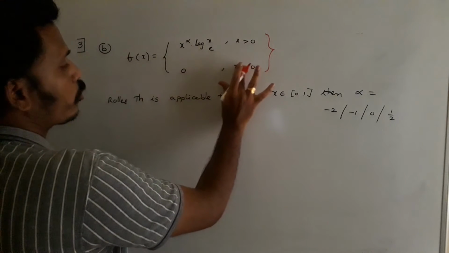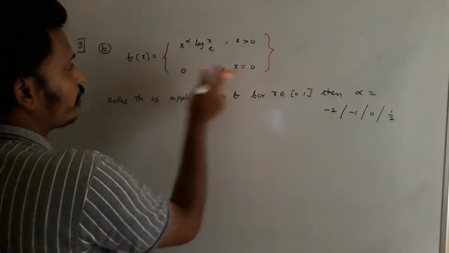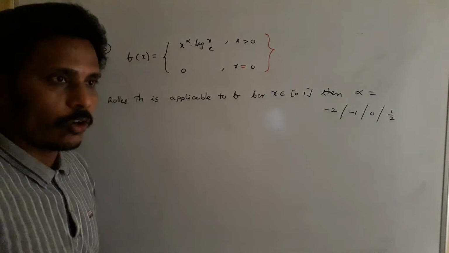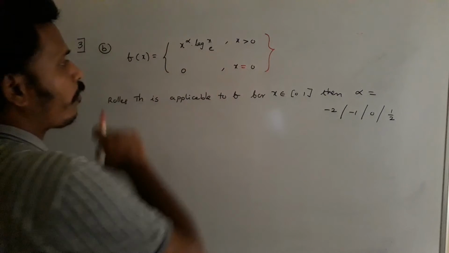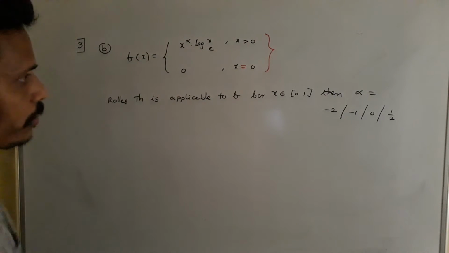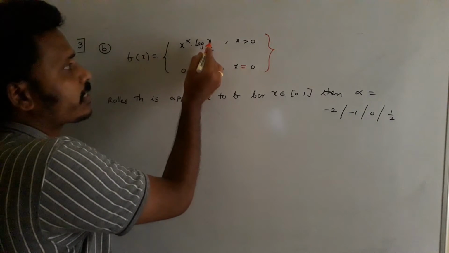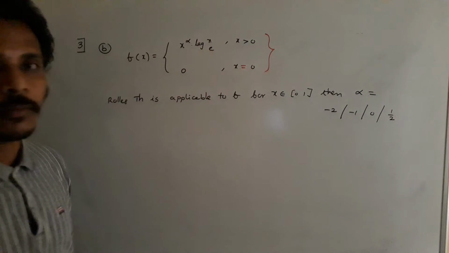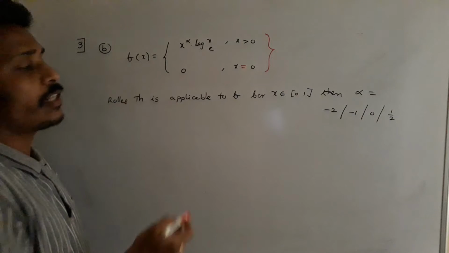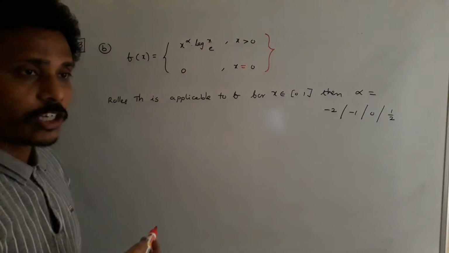If x is equal to 0, f of x value is 0. If x is greater than 0, f of x is x power alpha into log x base e, and for negative values it is not defined. Why? Because since log x is involved, if x is negative, logarithm is not defined. So if x is less than 0, this function does not exist.